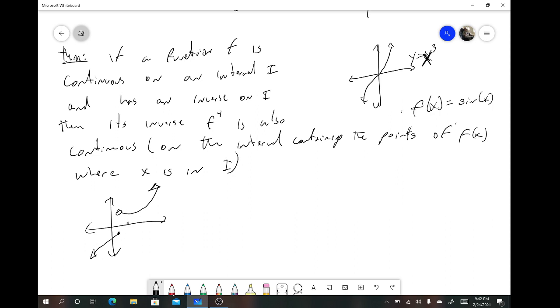But if you were to look at this interval, just a to b, then this function from a to b does have an inverse. It's continuous here. So it does have an inverse. This is 1 to 1 and onto, so it has an inverse. Well, the inverse of this function on this interval is also going to be continuous. So let's just assume that the inverse is somewhere here. Then on that interval from a to b, that function is going to be continuous.